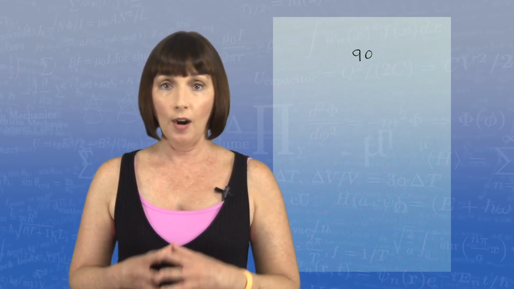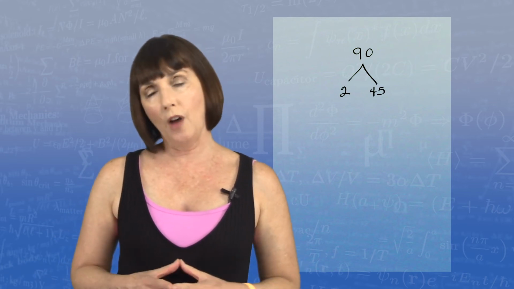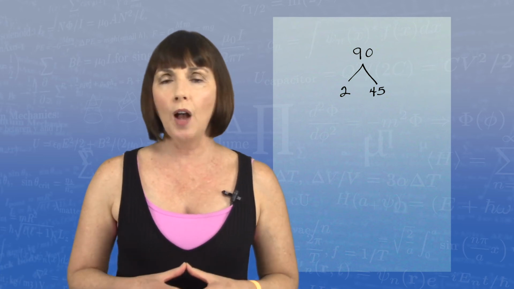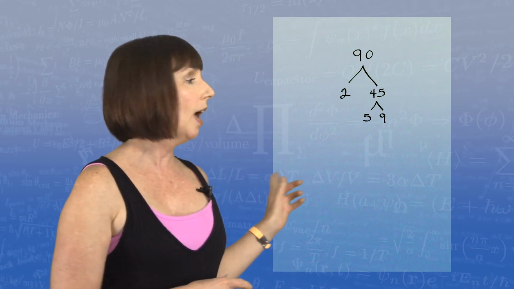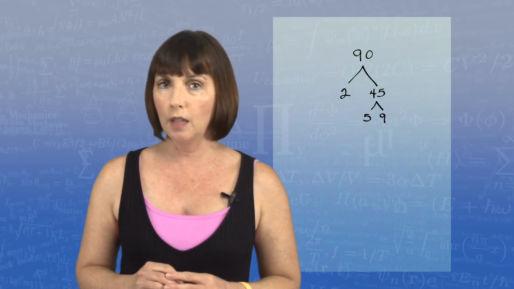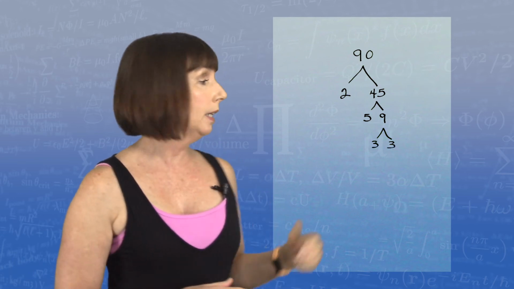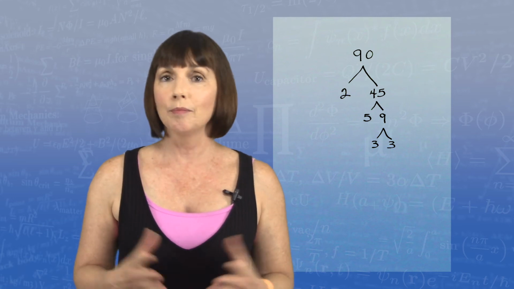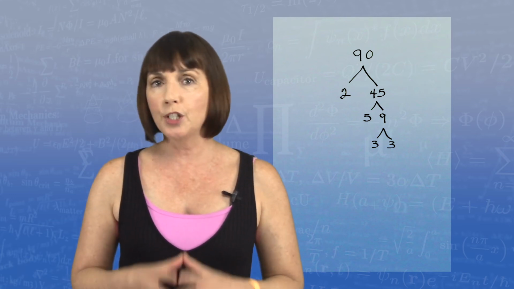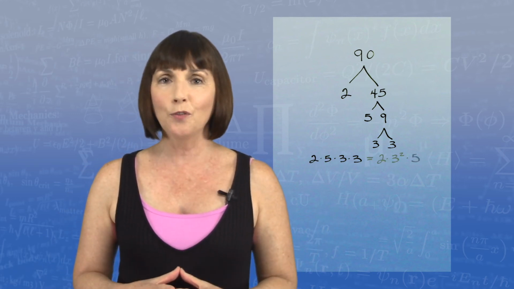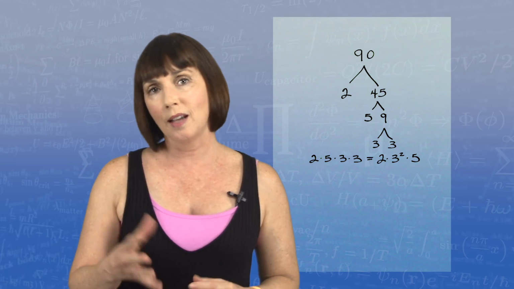Let's do another example. Let's factor 90. All right, so I'm going to start with 2 and 45. All right, 2 is a prime number, so again, I'm done with that branch. What about 45? Well, that factors as 5 and 9. Now, 5 is prime, so I'm done there, but what about 9? Well, 9 factors to be 3 and 3. Now I have all prime numbers at the end of my branches, so I'm finished. So the prime factorization of 90 is 2 times 5 times 3 times 3, or writing it in standard form, 2 times 3 squared times 5.